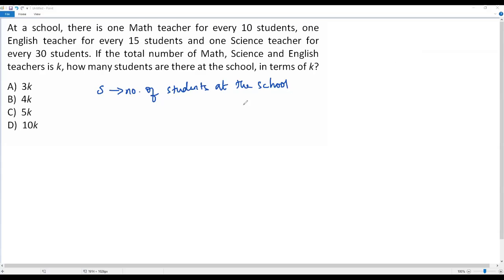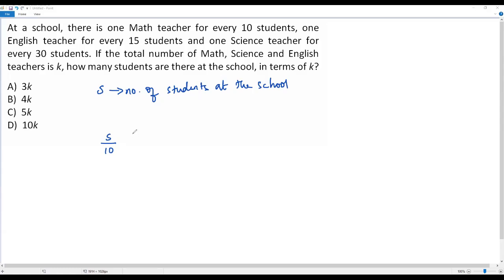But instead of 50, we have S, because that's what we have to find, the number of students. Now to find the number of math teachers, I have to divide the number of students at the school by the number of students for whom there is one math teacher, that is 10. So S over 10 represents the number of math teachers we have for S number of students at the school. We can use the same logic to get the number of English teachers and science teachers as well.